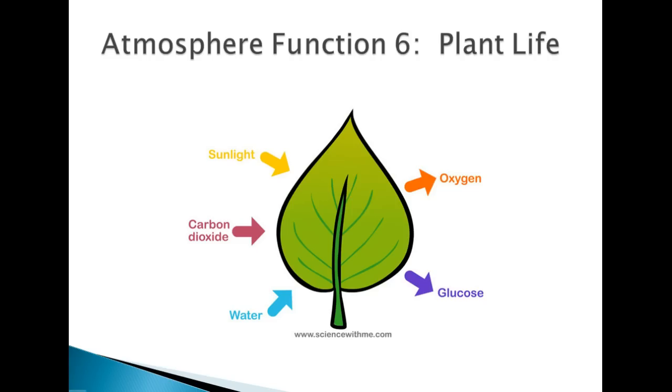All right, the 6th function of our atmosphere we call plant life. Write in your notes that the atmosphere is also very important for plants because it contains small amounts of carbon dioxide, and that plants use this carbon dioxide along with the sunshine to carry out a process called photosynthesis, where they make their own food.